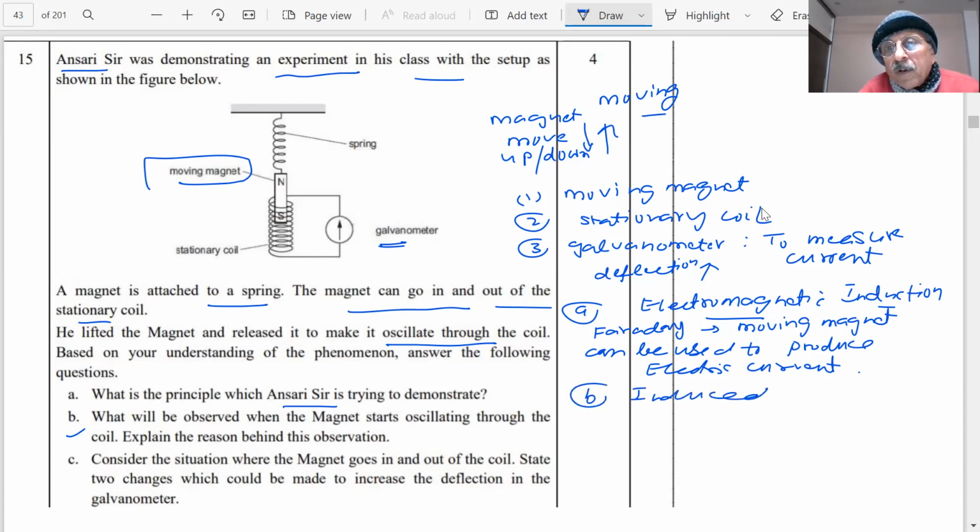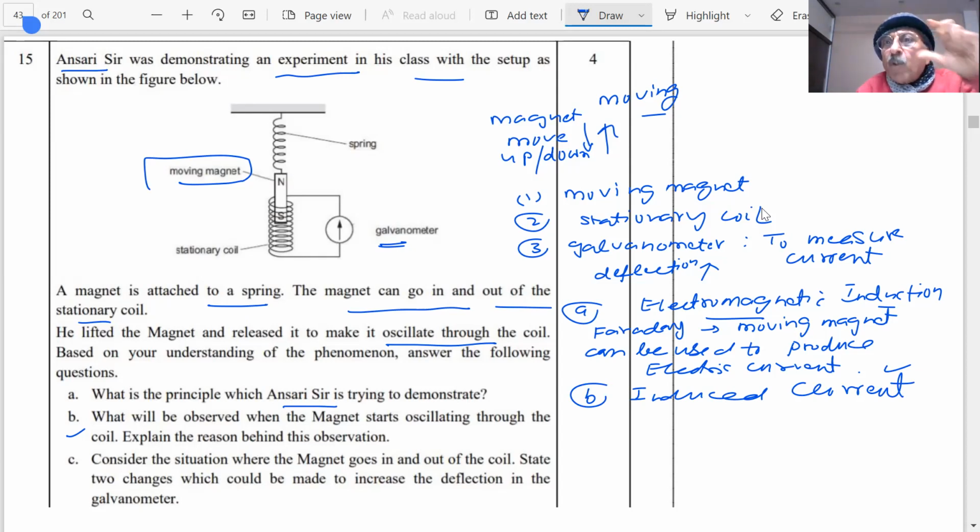Induced current will be produced. And what will happen if an induced current is produced? The galvanometer needle will undergo deflection. It will show a deflection if the magnet is going in on the right side.